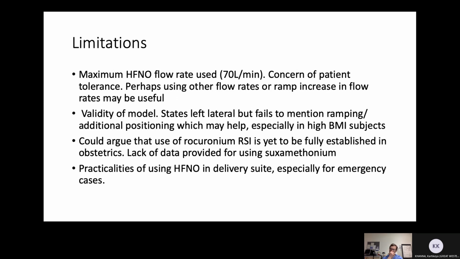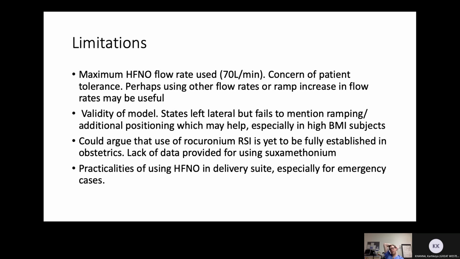In terms of the limitations, I've mentioned many of these already. So the maximum flow rate used: my concern is patient tolerance, and perhaps using other flow rates or ramping up may be more useful. The validity of the model, I can't say I completely understand how they've actually managed to do all the modelling. I probably wouldn't even if I got shown it. It does say that it uses left lateral, but fails to mention ramping or changing positioning. And they've used rocuronium for an RSI. I think that's to avoid the problems of modelling with sux when you're suddenly going to increase your muscle usage.